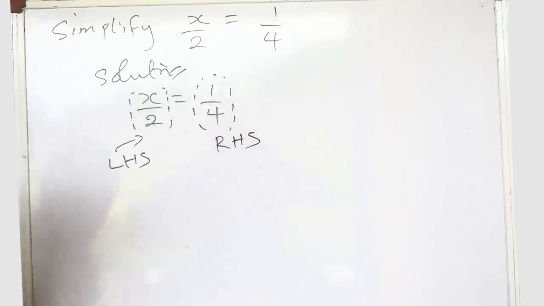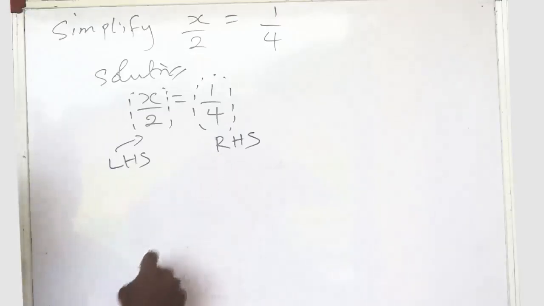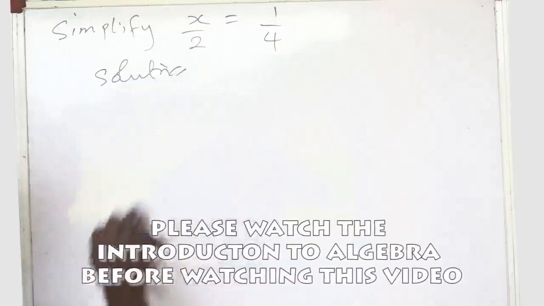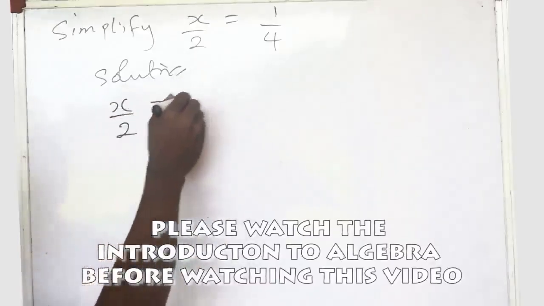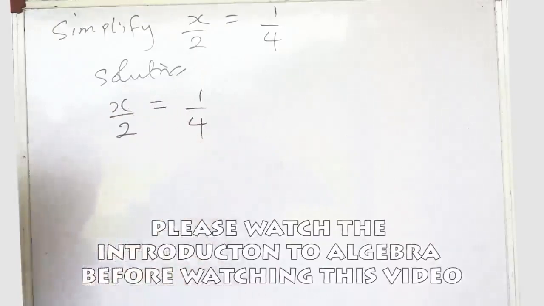If you are conversant with my last video, you will understand the meaning of left hand side and right hand side. We have this as a result of the equation. So let me clean this up and write it: x over 2 equals 1 over this.